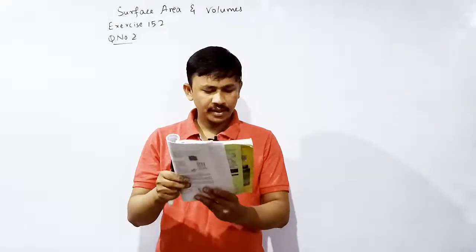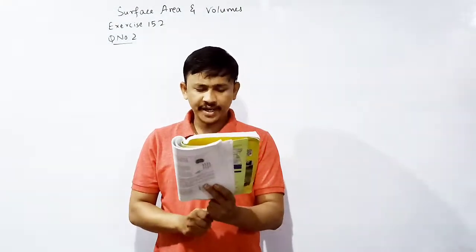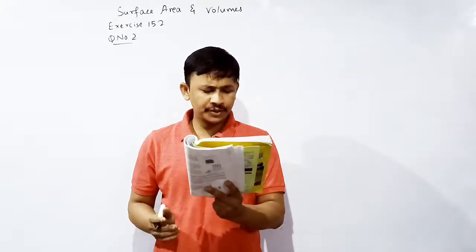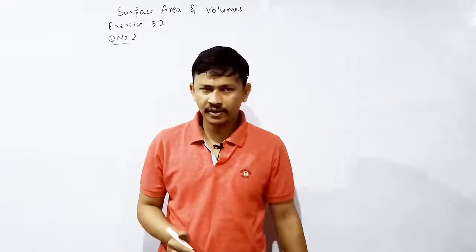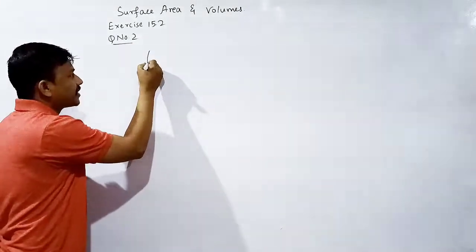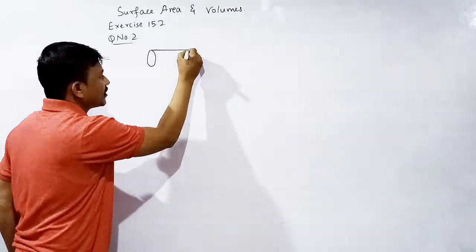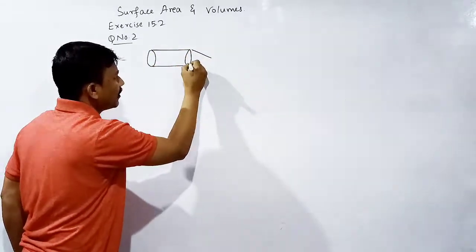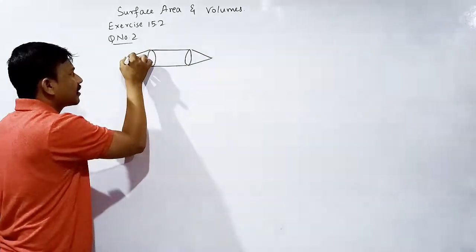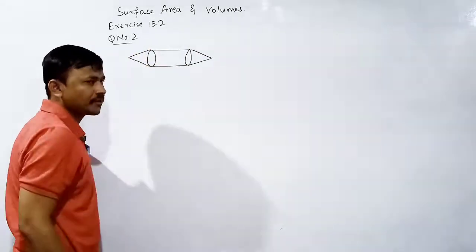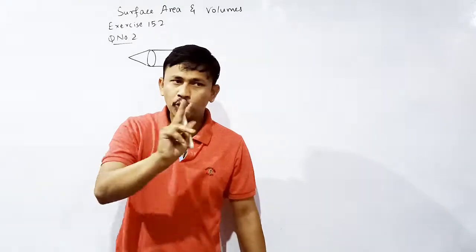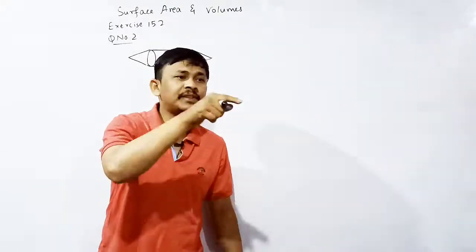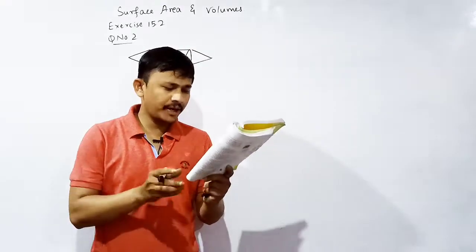Second question: Rachel, an engineering student, was asked to make a model shaped like a cylinder with two cones attached to its two ends. Okay. Rachel is an engineering student. She needs to make a model which is in the shape of a cylinder, with two cones stuck at either end of the cylinder. Two cones, one cylinder. Cones are attached at the ends of the cylinder. Understood? What we need to find out?